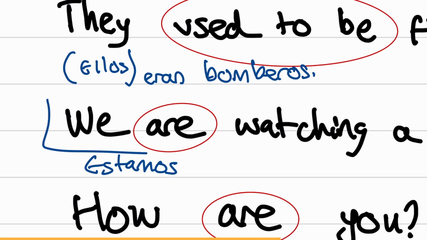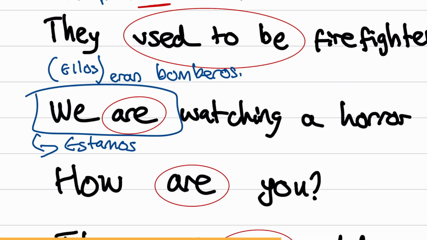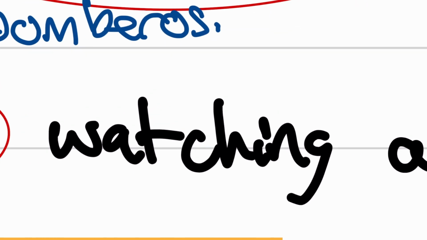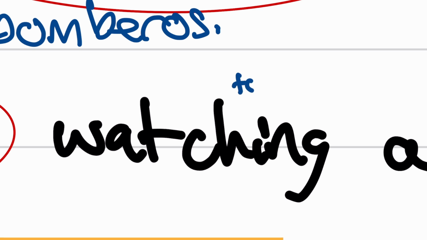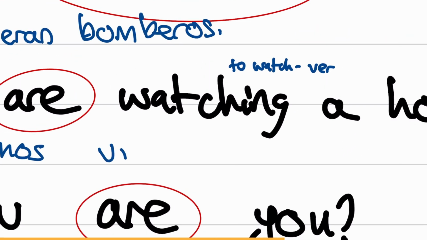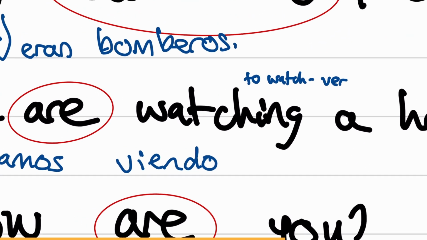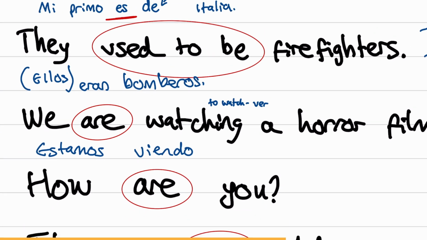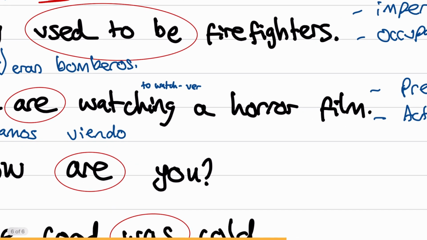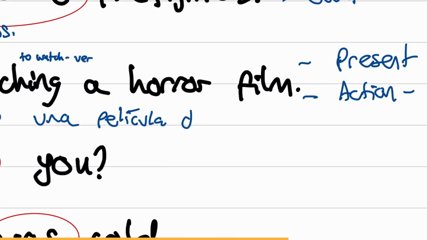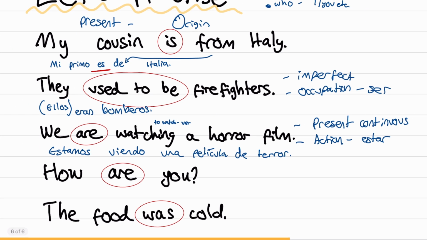Now, we have conjugated the we are bit with estamos. What about watching? Watching comes from to watch, which is ver. So, viendo. If you don't know how this tense works, I'll put some links in the description. You can look at the other grammar videos on this channel. But estamos viendo. And then a horror film, let's just say una película, which is a film, accent there. And then de horror, or like de terror even. I'm going to use de terror there. Estamos viendo una película de terror.